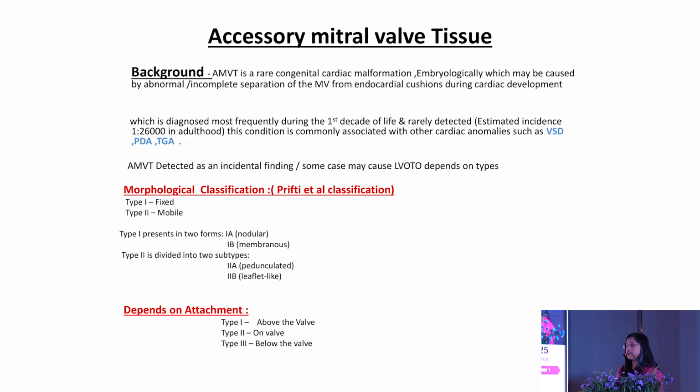This AMVT is classified into 2 categories, one depending on morphology, another depending on attachment. The morphological classification consists of type 1, which is the fixed type, and type 2, the mobile type. Type 1 is again classified into A and B: A is nodular and B is the membranous type. Type 2 is divided again into A and B, which are pedunculated and leaflet type. Depending on the attachment, type 1 is above the valve, type 2 is on the valve, and type 3 is below the valve. Most of the time, around 70% in these rare cases, it is attached to the LVOT, causing LVOT obstruction.